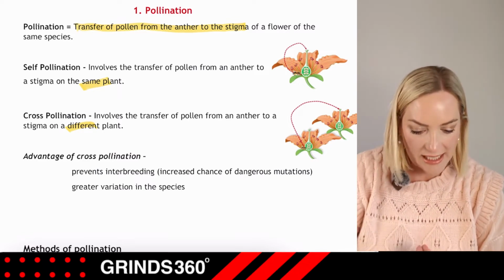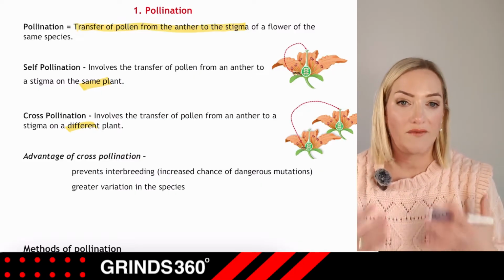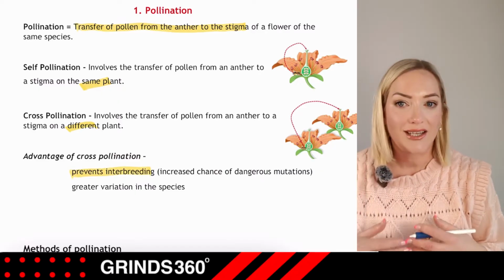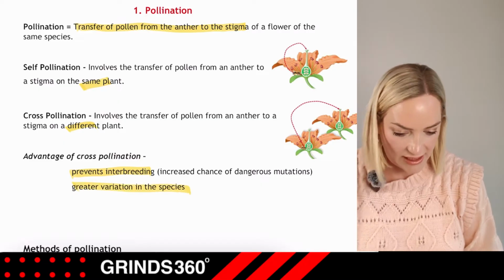So something they may ask is advantages of pollination. The main advantage of pollination is that it can prevent overbreeding. And another nice advantage is it can bring about greater variation in species.